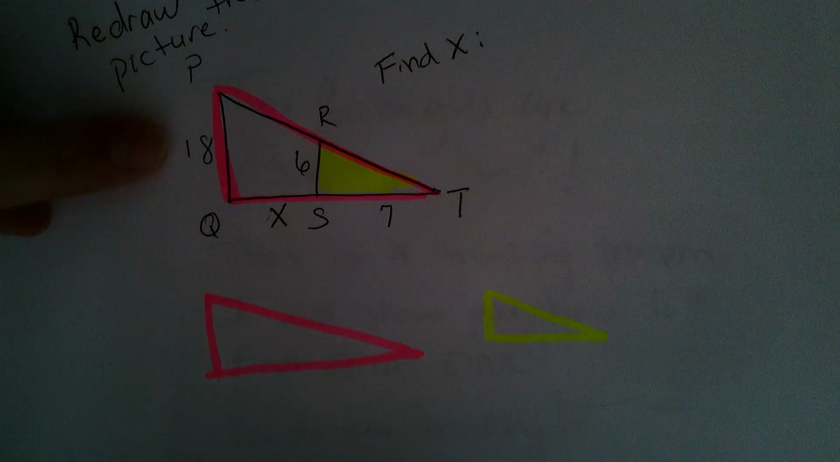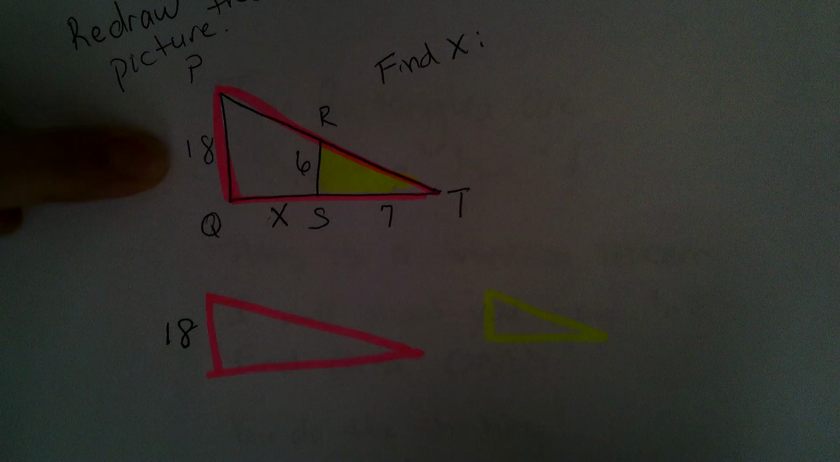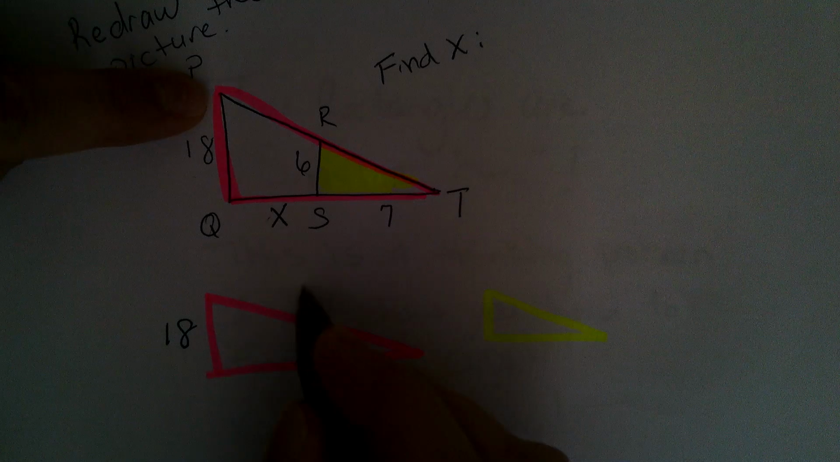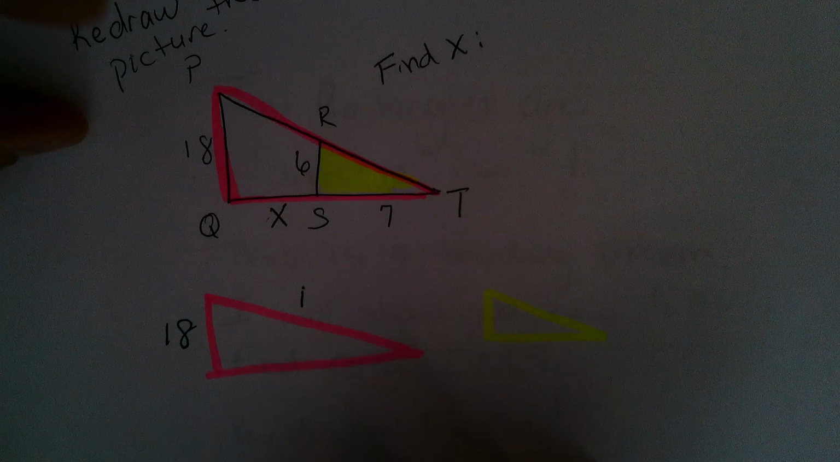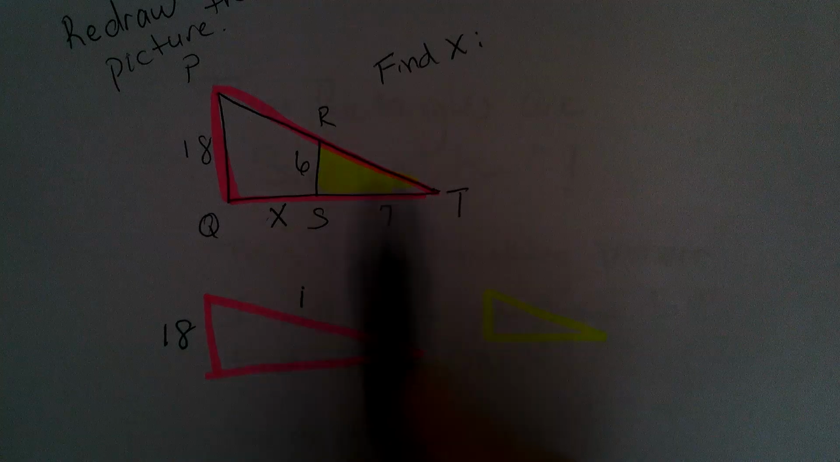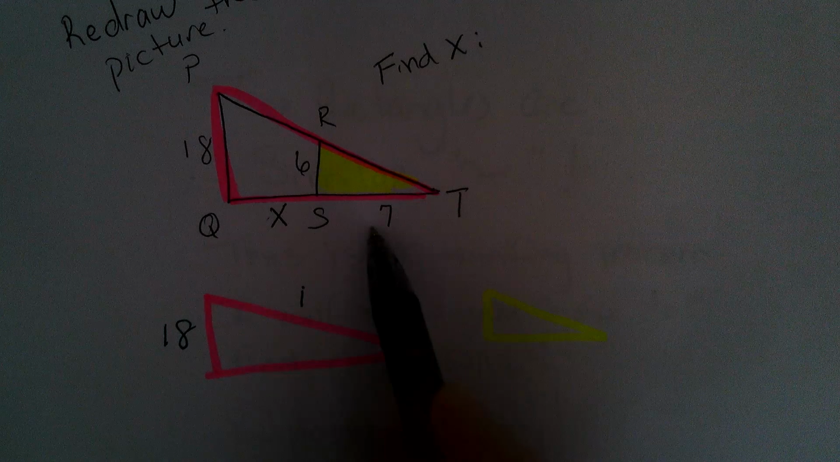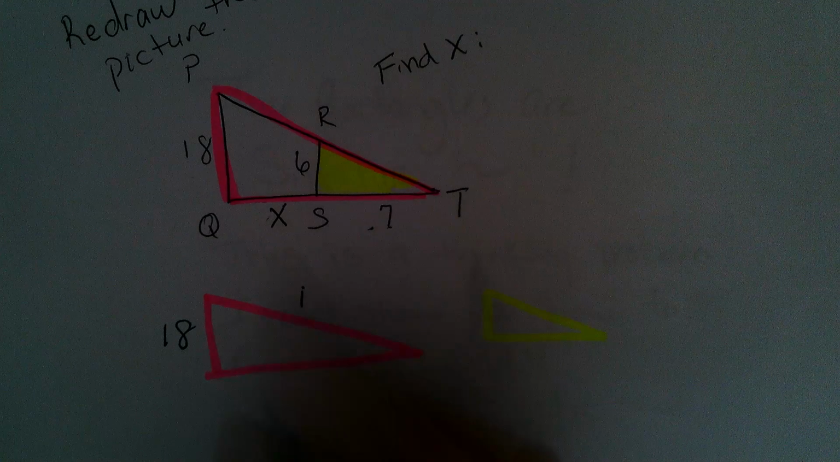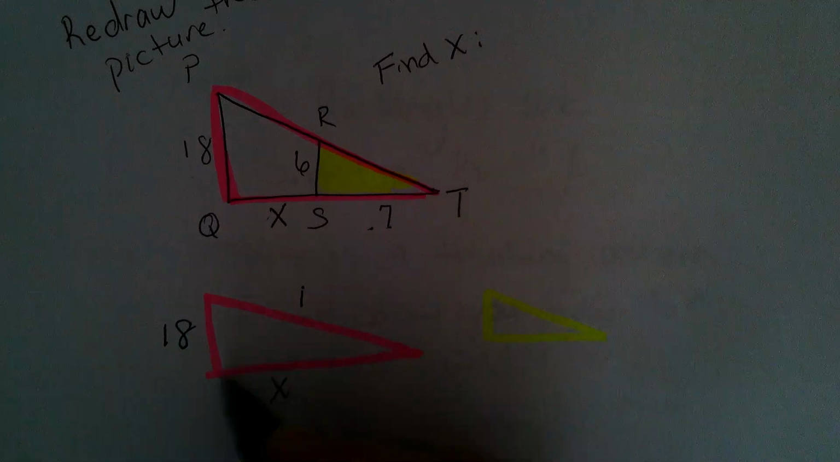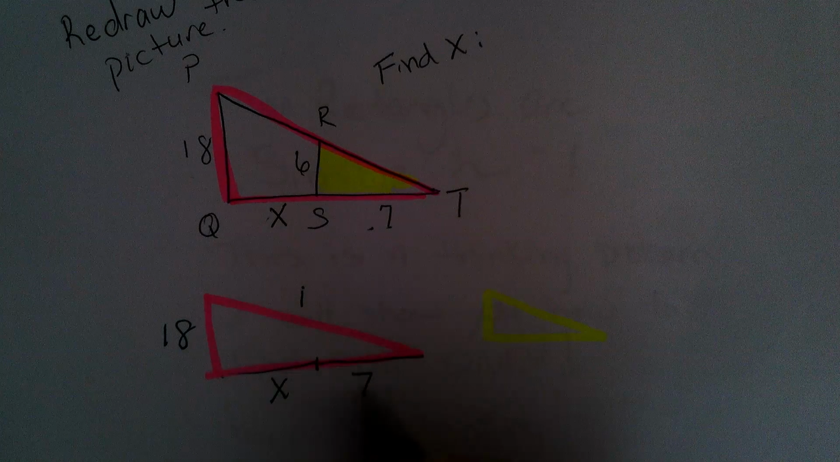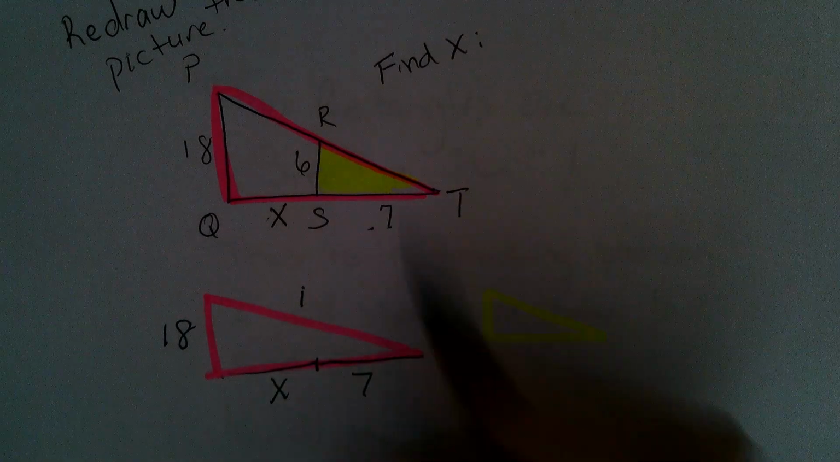So again, pink triangle or large triangle has 18 here. Actually, it's just that point. This would be the whole side, okay? That's X plus 7. That's not just X or 7. The whole side would be the side length of X, right? Plus the side length of 7. All right, so the whole thing is X plus 7.